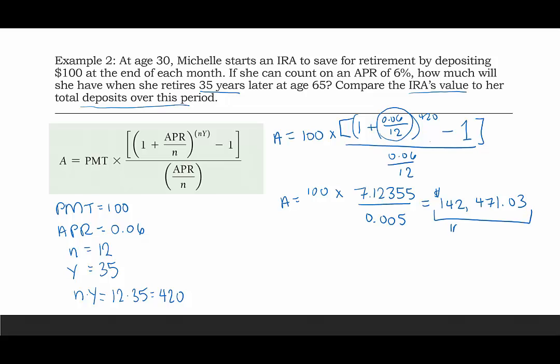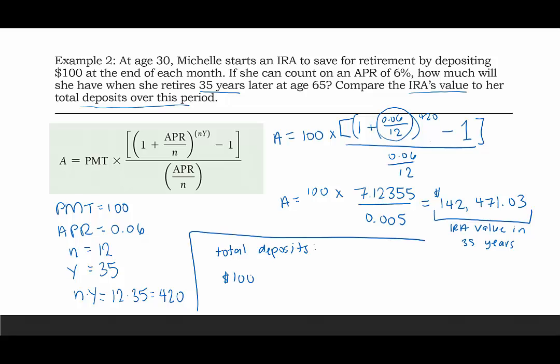So this is the IRA value in 35 years. Now the next question said, compare this to the amount that she actually deposited in the account. If she put $140,000 into the account herself, that's not a great return on her investment. So let's compare how much Michelle actually deposited. We're going to say total deposits. Remember what she did. She deposited $100 at a time, 12 times, so 12 months per 1 year, and she did this for 35 years. So she did $100 per 1 month.